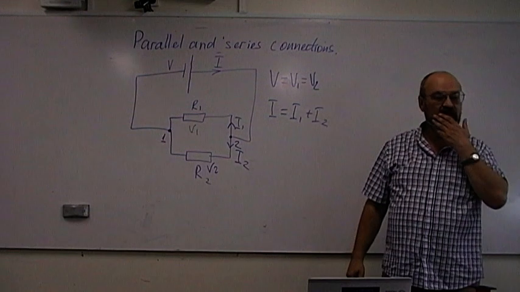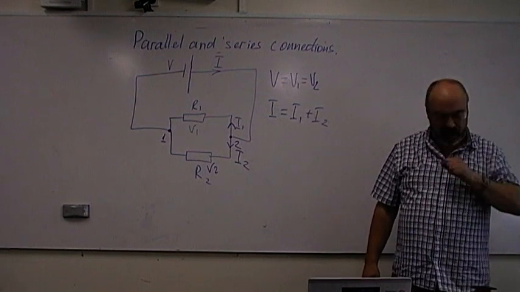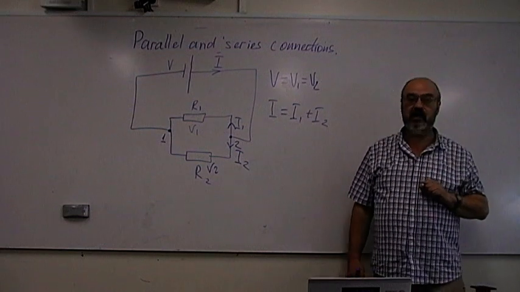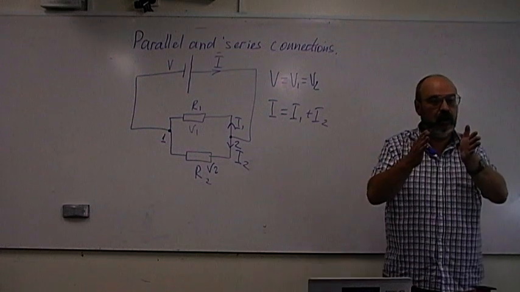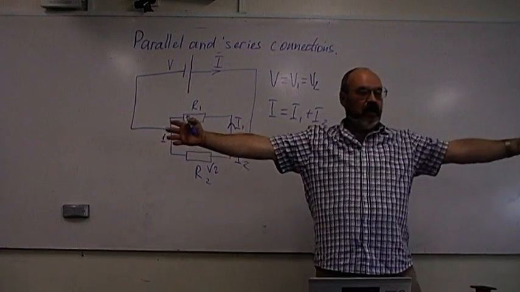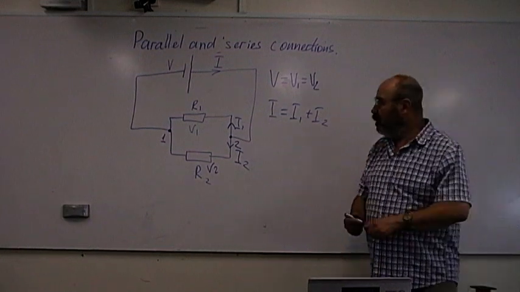Is the current split equal between both branches? If the resistors are the same, yes. If they're not the same, then no. It's like one road is narrow and another road is wide. The wide road can let more cars go through.